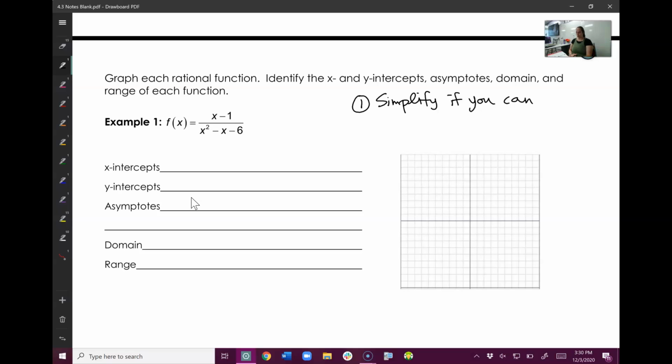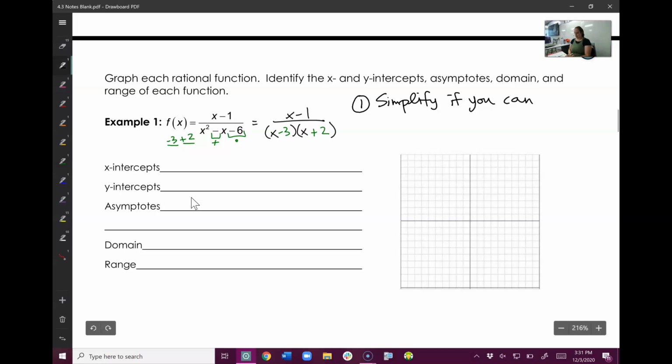If I look at the numerator, there's no GCF in that, and I can't factor it because it's not squared, so I don't have to do anything for the numerator. But for the denominator, I could factor that. So I'm going to factor this. So I need 2 numbers that multiply to -6, add to -1. So I think that's going to be -3 and +2. And now I've simplified it as much as I can.